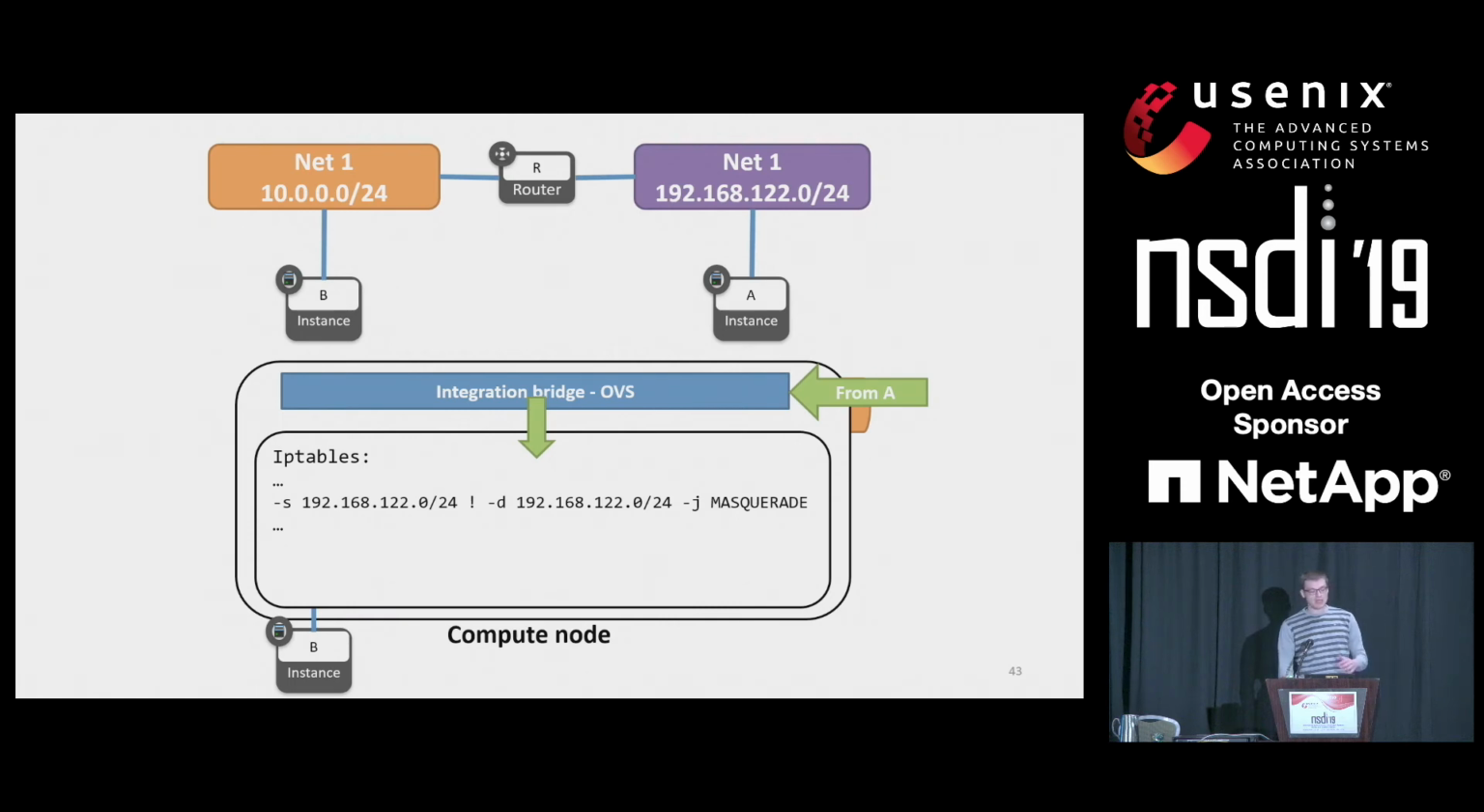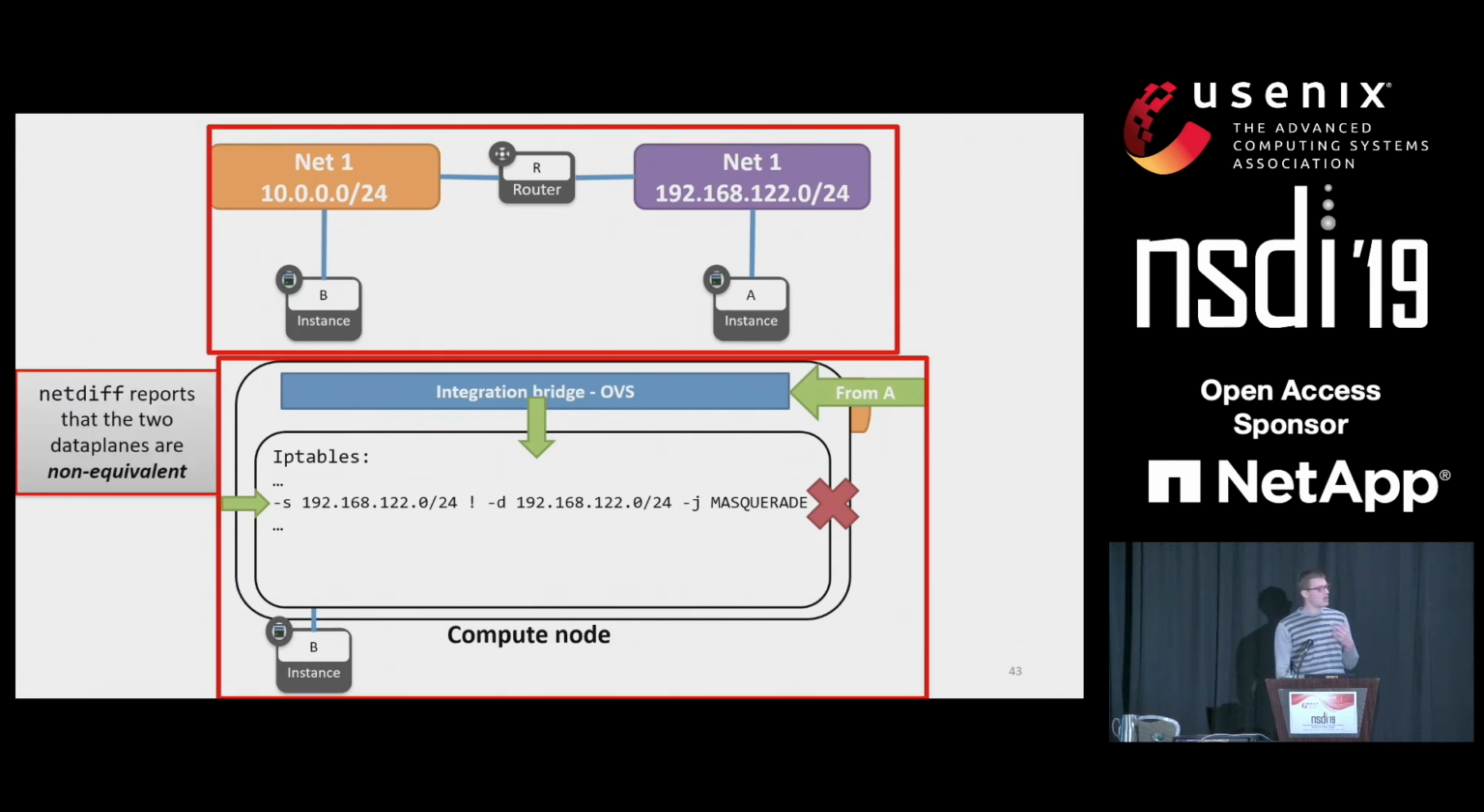Since the packet is coming from VM A, which is in the 122.0/24 subnet, it will hit this mysterious rule. This rule says that you need to masquerade, to do network address translation for this particular packet. But due to Neutron's configuration, this packet will actually be dropped. So no traffic will ever reach B.